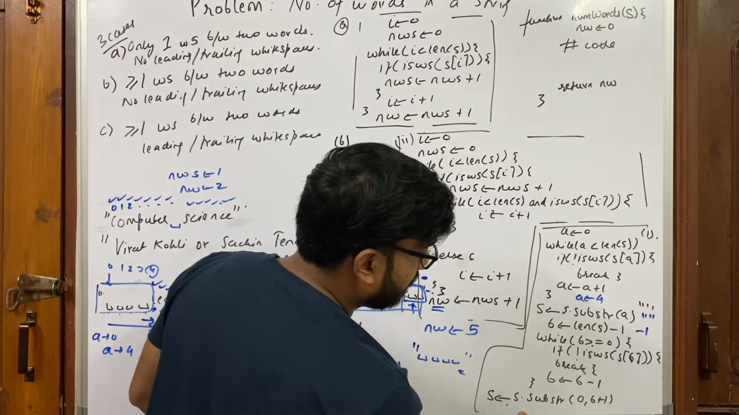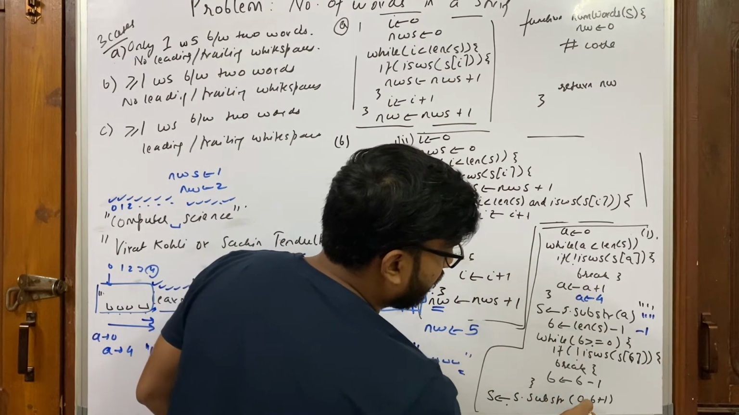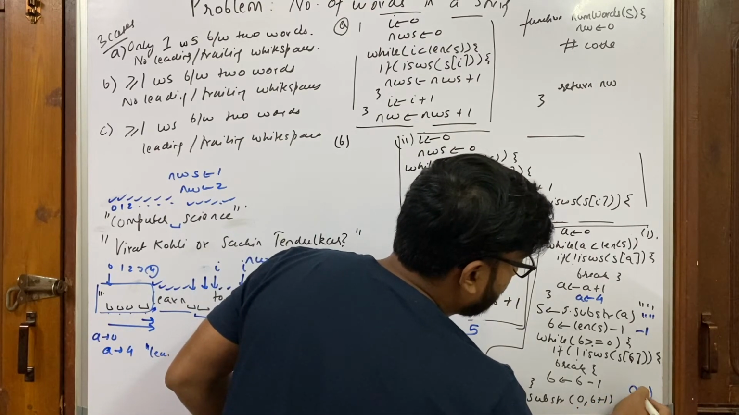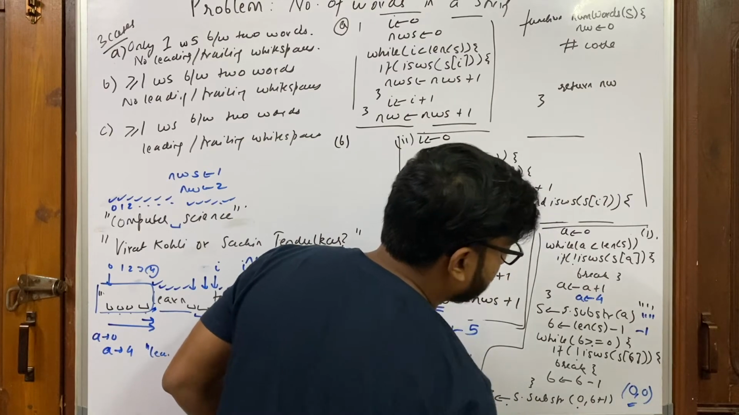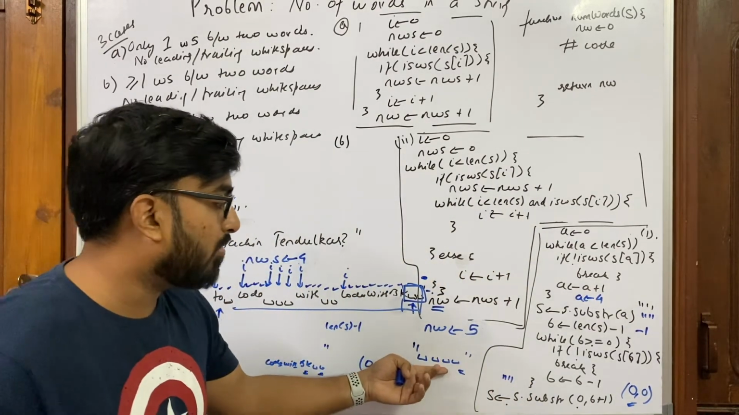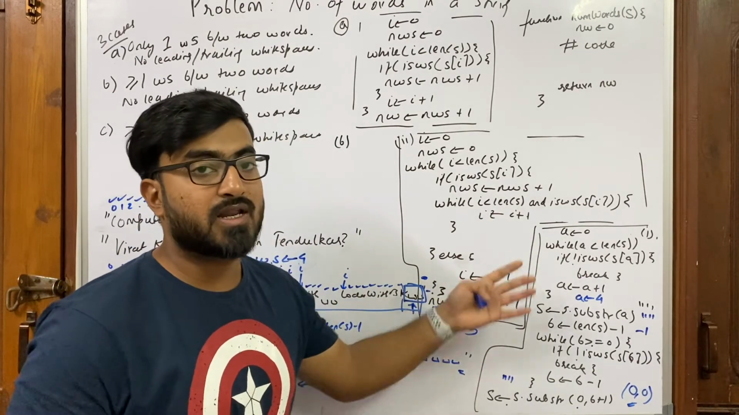So you come out here. So you do s dot substr 0 till minus 1 plus 1. So 0 till 0. Whenever indices are the same in substring, you get a blank string. Okay. So even if you have all blanks, this code will work and you'll not get an exception.